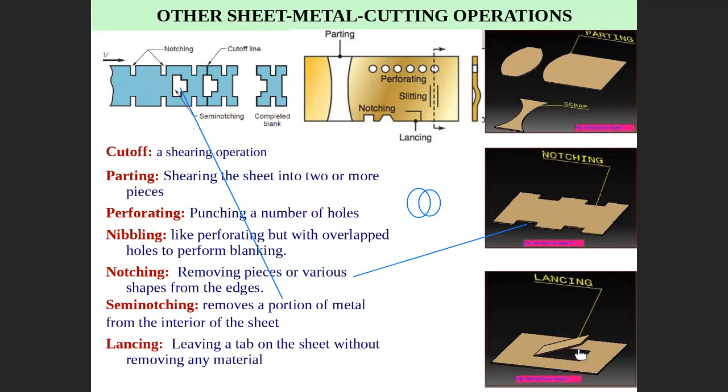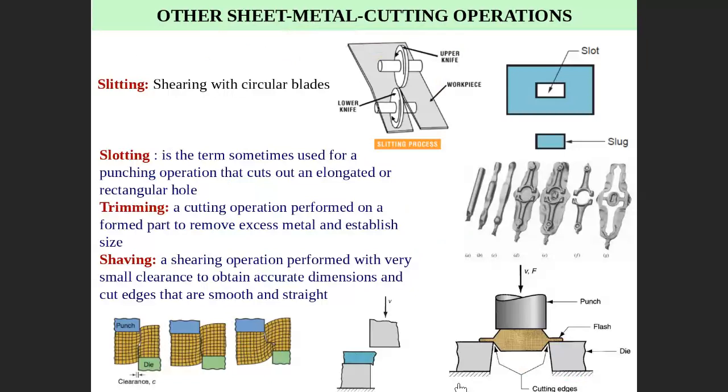Lancing is like this. Lancing is to cut in three directions and keep one. You cut from here and here and here, and this one is still remaining. So this part is still attached, not cut. They call it lancing. Any question, guys? Alright, this is the terminology.